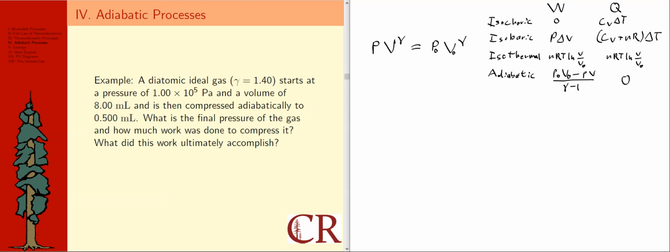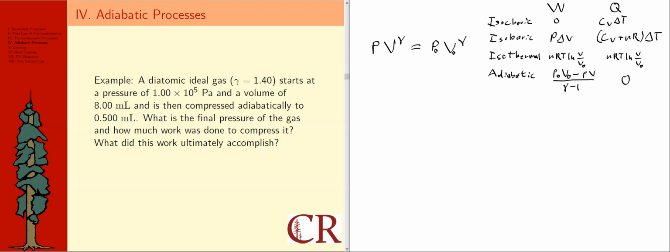A diatomic ideal gas starts at a pressure of 1 times 10 to the 5 Pascal and a volume of 8 milliliters, and is then compressed adiabatically to half a milliliter. What is the final pressure of the gas, and how much work was done to compress it? And what did this work ultimately accomplish? Now, the first set of questions there, I think, are things that could be calculated, and the second question is more of an interpretive kind of question.